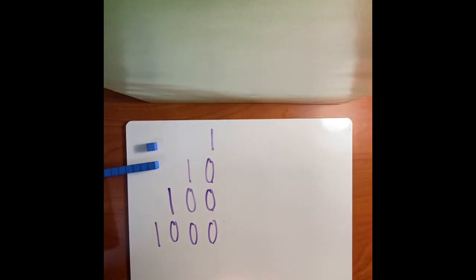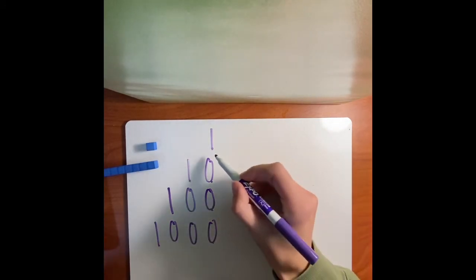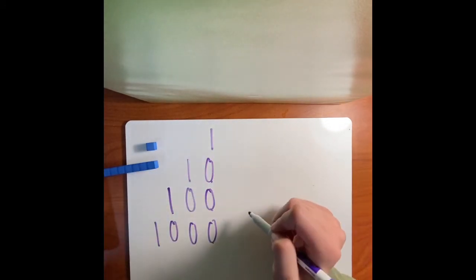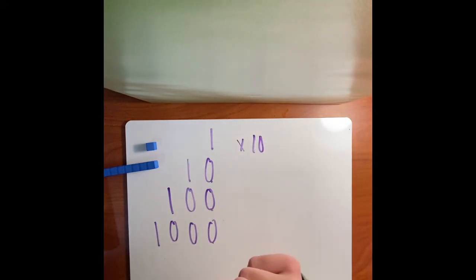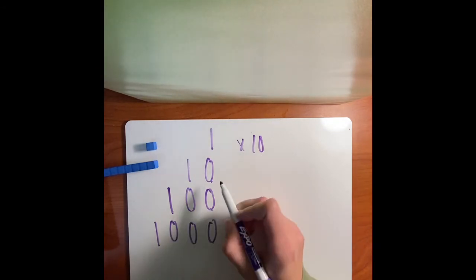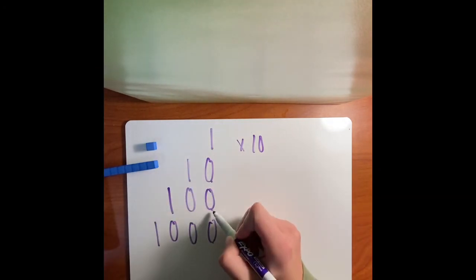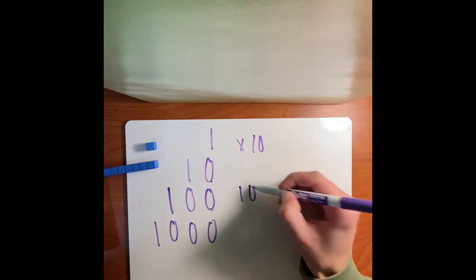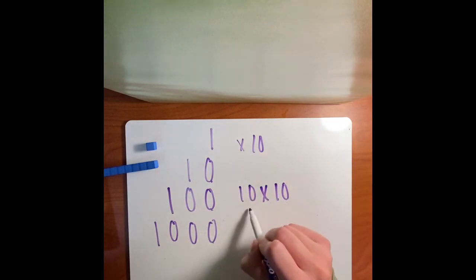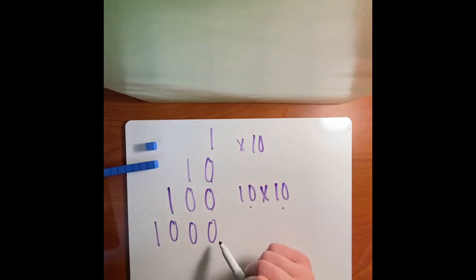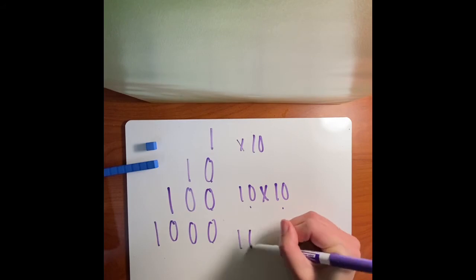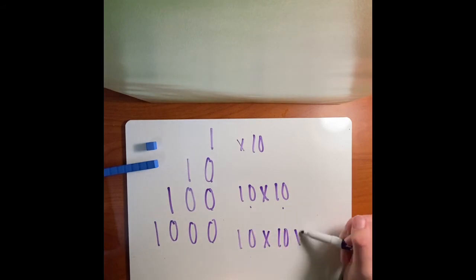Okay, so some of you may have noticed a pattern again. So when I go from 1 to 10, we said you multiply by 10. So how many 10s do we have? Just one. And when I go from 1 to 100, I multiply 10 times 10. And how many 10s do I have here? I have 2. And when I go from 1 to 1,000, I have 3 10s. 1, 2, 3.